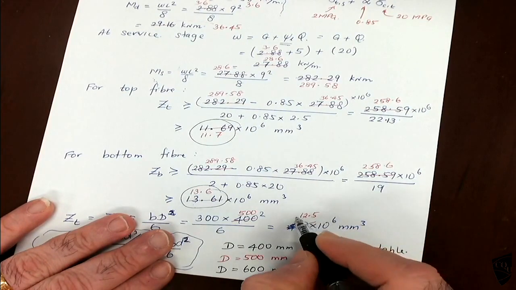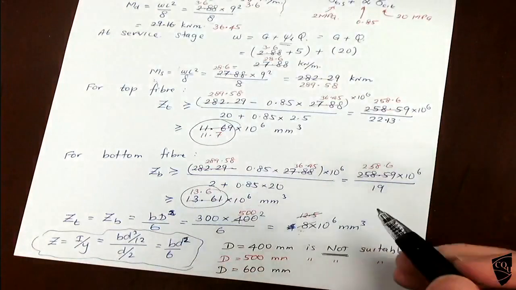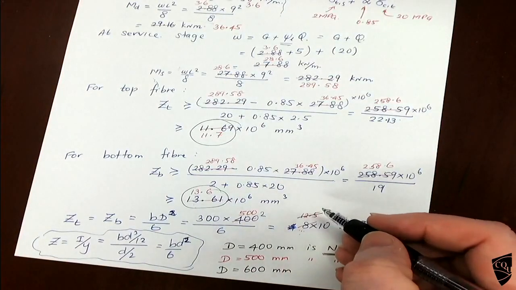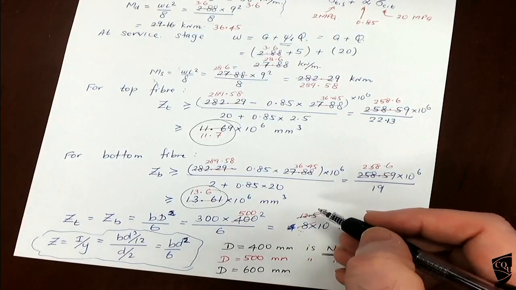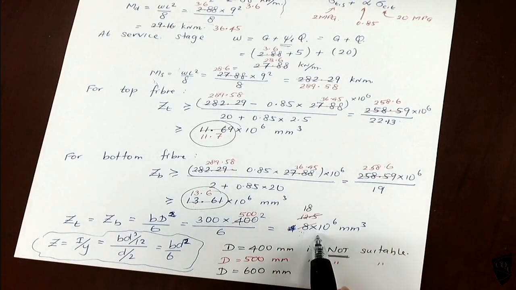So if it is D 600, how much will this one come to? I don't need to do everything. So how much will this come to if it is 600? 18. So we get 18 times.